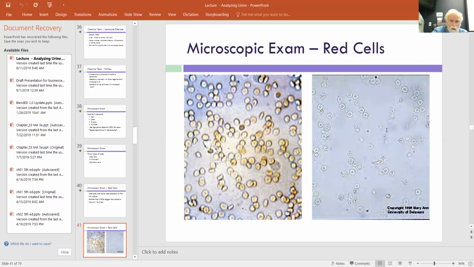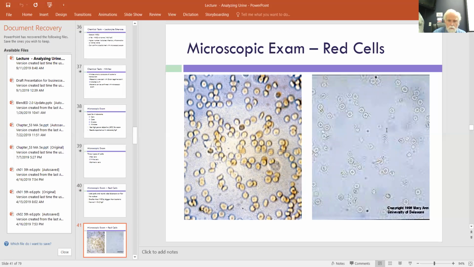So here's what they look like. You can sort of see that black dot in the middle is not a nucleus. Note that it's right in the exact center of those cells. That's your first clue that it's not a nucleus. Nuclei aren't in the center of cells. They're usually offset. So they're what we call biconcave, meaning they're indented on both sides of this donut shape.